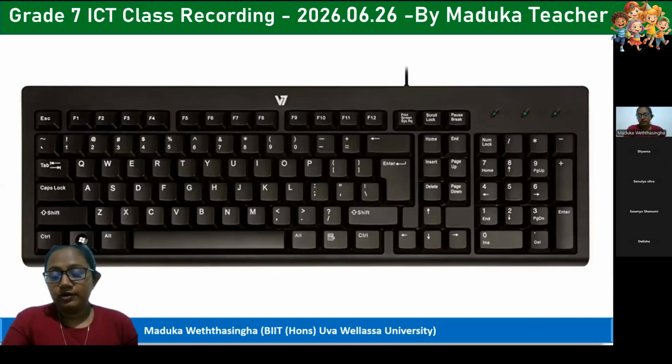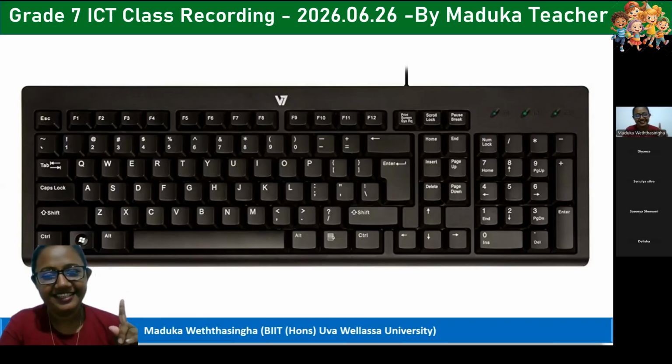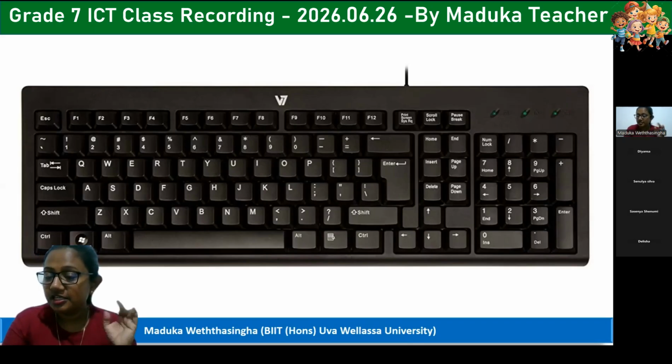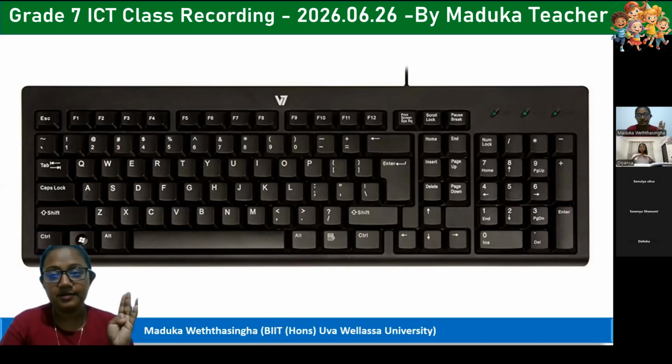Okay, so what are the types of keys in the keyboard? Could you please tell me one, please? There are 5 types of keys in the keyboard. So could you please tell me one? Control keys. Control keys. Another key, please.